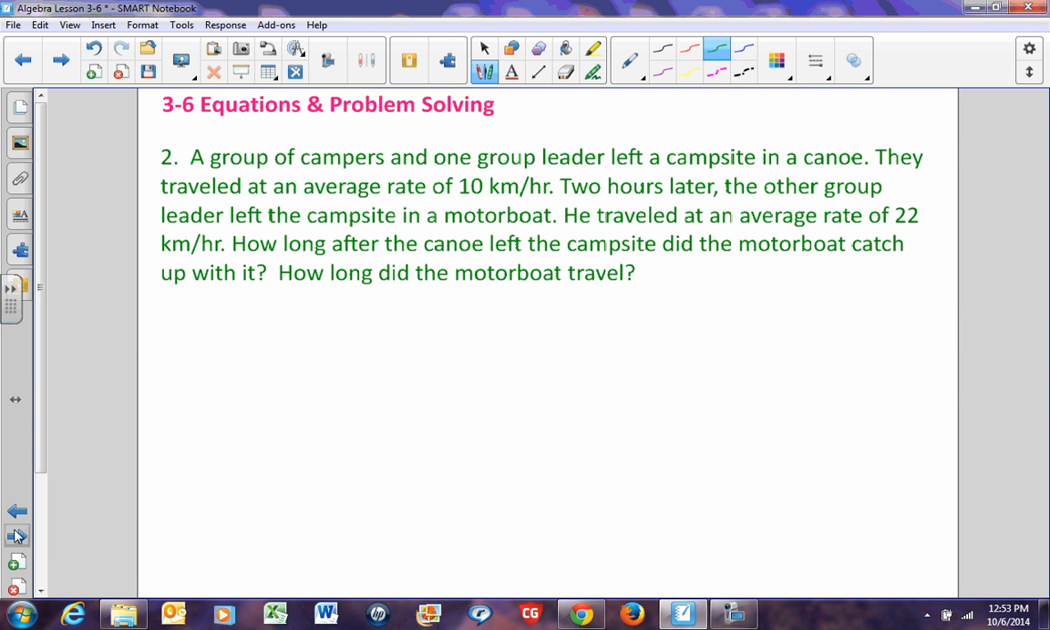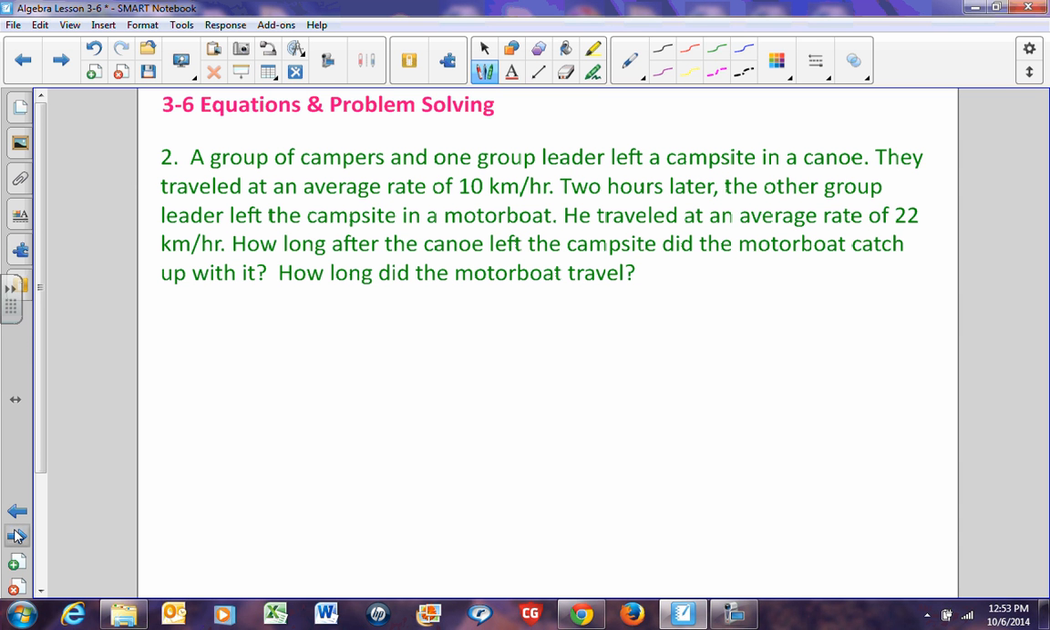Question 2. A group of campers and one group leader left the campsite in a canoe. They traveled at an average rate of 10 kilometers per hour. 2 hours later, the other group leader left the campsite in a motorboat. He traveled at an average rate of 22 kilometers per hour. How long after the canoe left the campsite did the motorboat catch up to it? And how long did the motorboat travel? So they're asking us 2 questions here. We need to make sure we answer both of them.